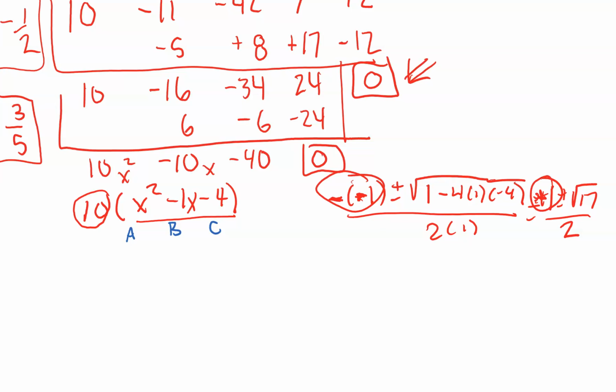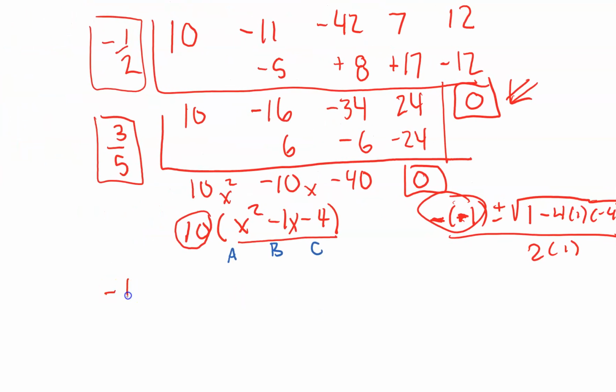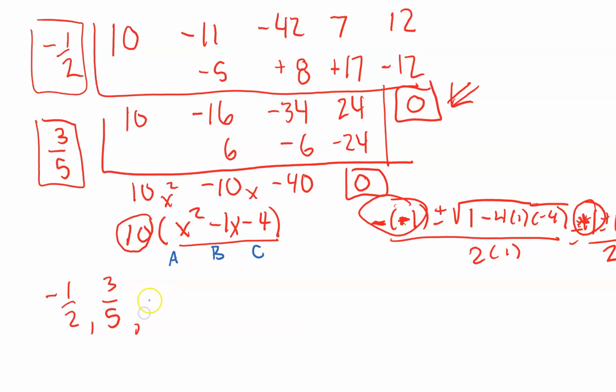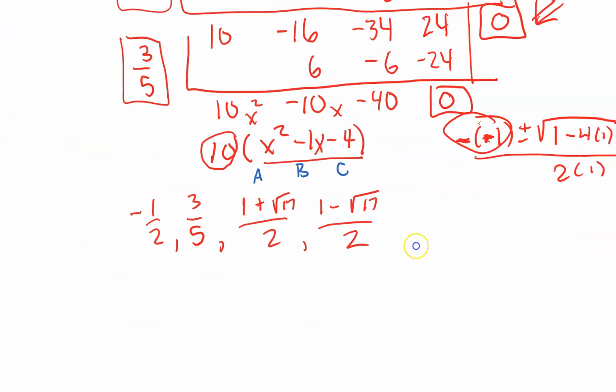So once again, we're being asked to find the rational zeros. So my rational zeros are negative 1/2 and 3/5. And then we're asked to find the irrational zeros, which are 1 plus the square root of 17 over 2 and 1 minus the square root of 17 over 2. Moving on.